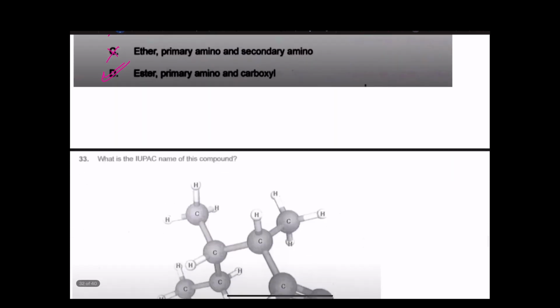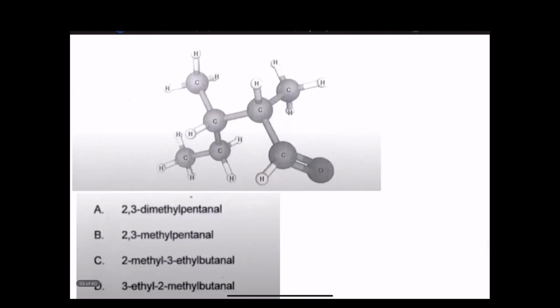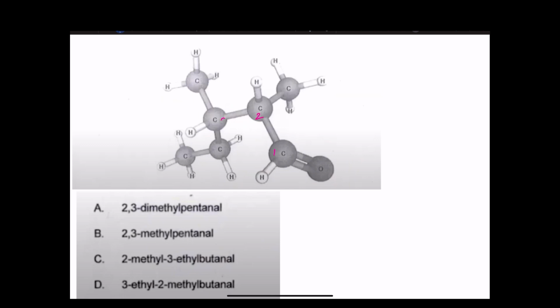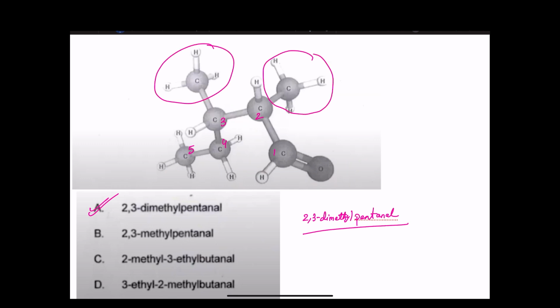Yeah. Now the next one, I have to find the IUPAC name of this compound. I'll start from here. 1, 2, 3, 4, 5. Right. 5 means it's pent. The group is also pentanal. Pentanal, all single bonds, so it's an 'an' and 'al'. Now the groups, which are at 2 and 3, 2,3 dimethyl. 2,3 dimethyl pentanal will be the answer, which is option A, because at 2 and 3 position we have 2 methyl groups. Okay. Moving on to the next one.